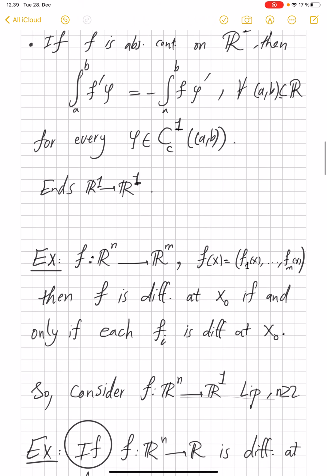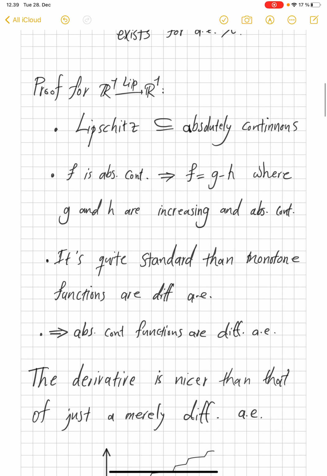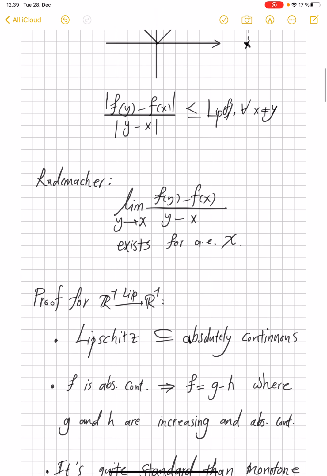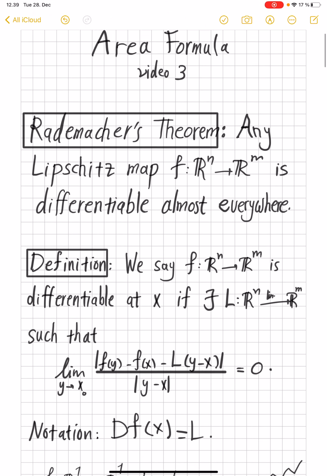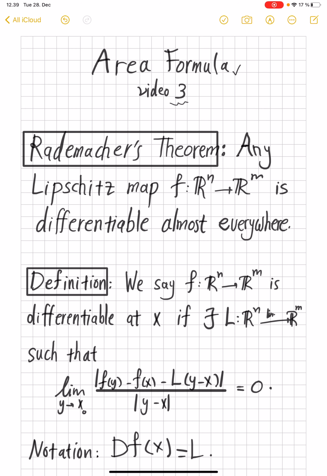And now that we know the function is differentiable, we will continue with our work on the area formula. In my next video, video 4, we will prove the area formula now that we have all the ingredients. So until then, have a nice day, and see you soon.